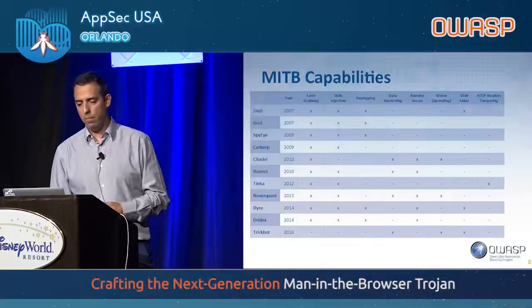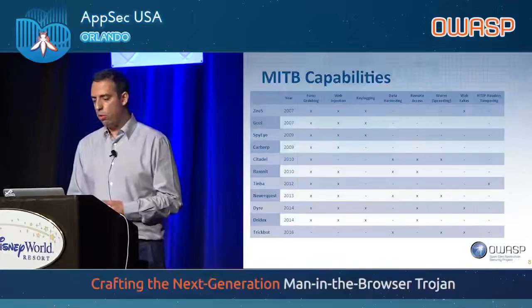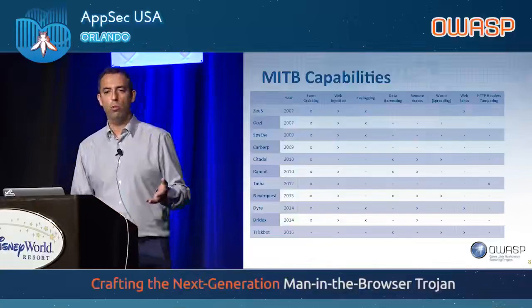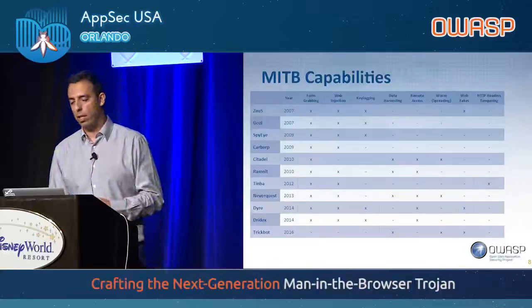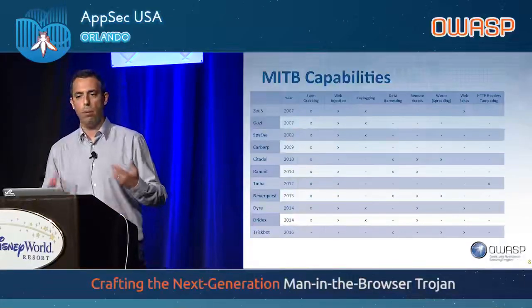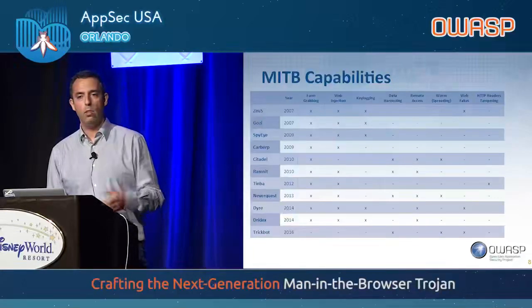Here you can see a number of different Trojans and their capabilities. So the two most common capabilities are form grabbing and web injections. These two are almost mandatory for any man-in-the-browser Trojan. But they have other features like keylogging, remote access, or HTTP header tampering. And of this group, only 3 are capable of spreading themselves to other machines. And this is really a feature that you see more often in more recent Trojans like ransomware.